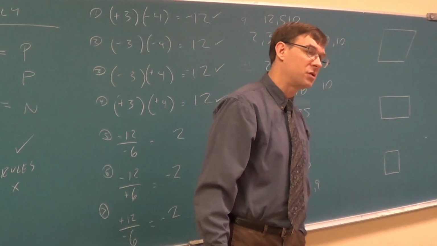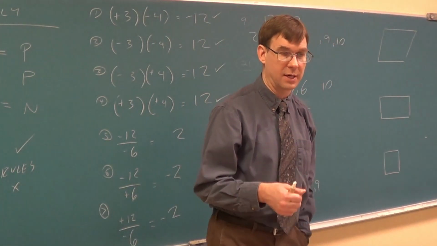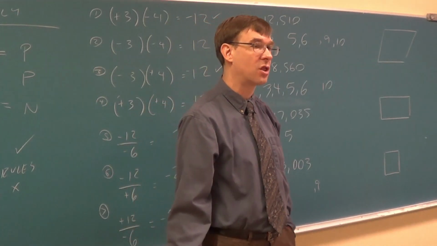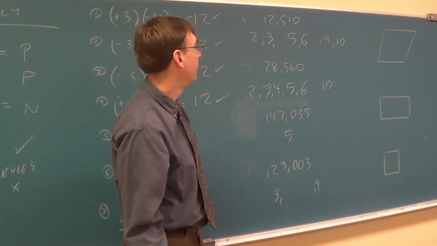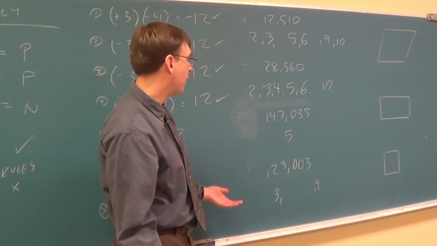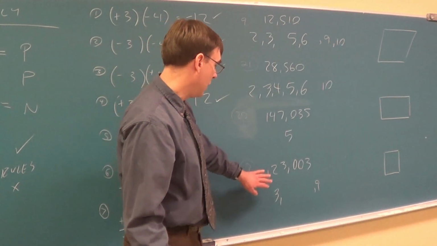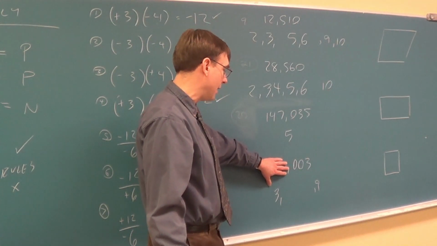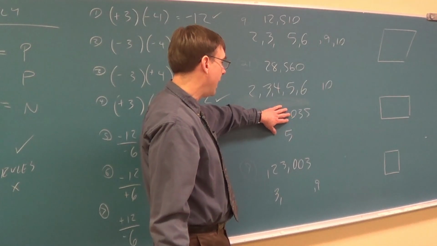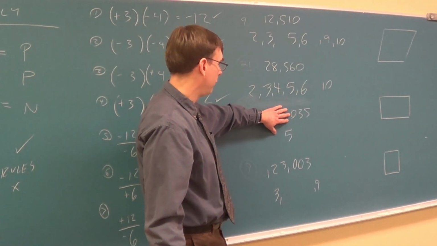The rule for 8 is almost the same. It's just involving the last 3 digits. So the rule for 8 is if 8 goes into the last 3 digits. Again, we might need to break out pencil and paper to do that. Let me work from the bottom up because it's easier. Here I would take 8 into those last 3. Can 8 go into 3? No. 8 into 35? No.